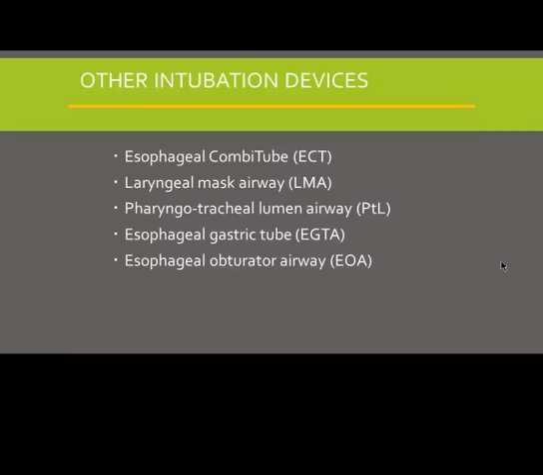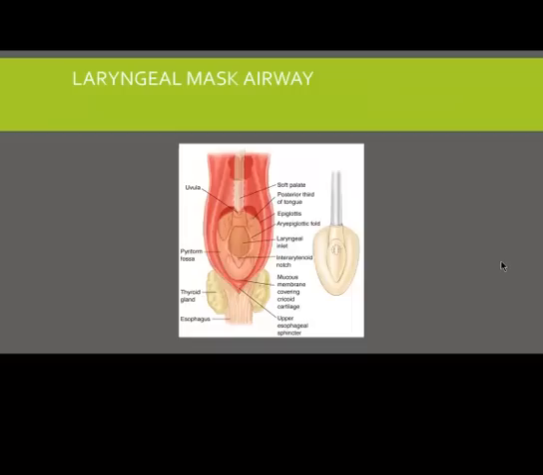It says other intubation devices. I would go more along the lines of other blind insertion airway devices. Yeah, the PTL, the pharyngotracheal lumen airway, that's one of the older ones. This esophageal gastric tube is a really old one. And the esophageal obturator airway. The LMA just sits, it is a tried and true supraglottic. It is designed to go over the glottic opening. All right?